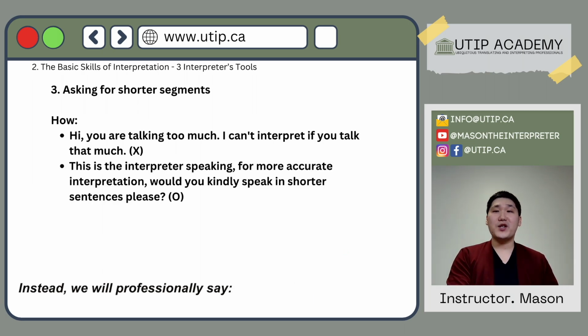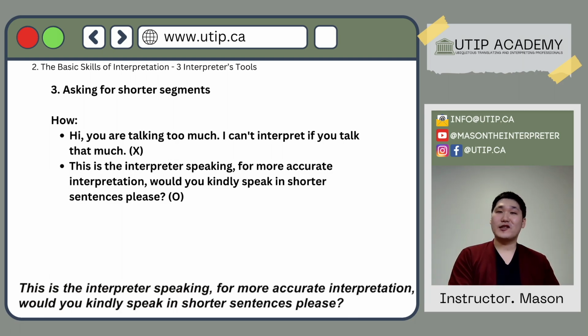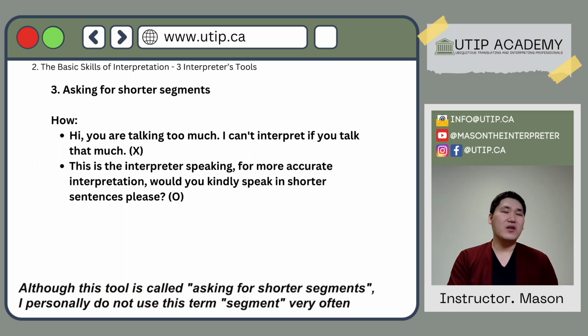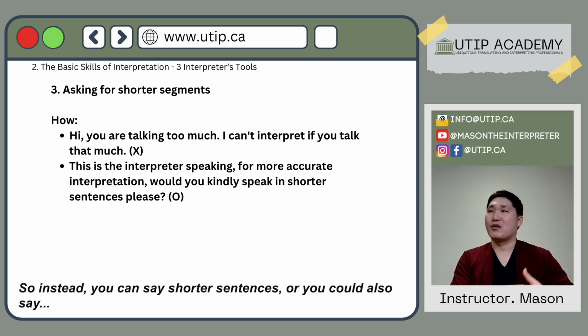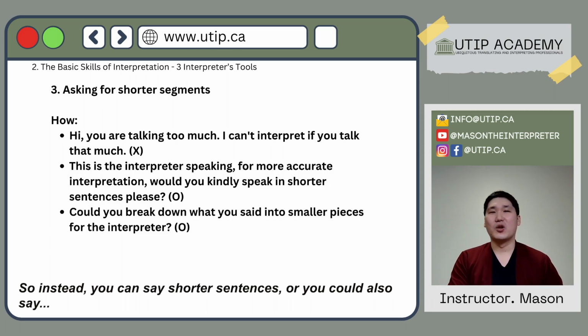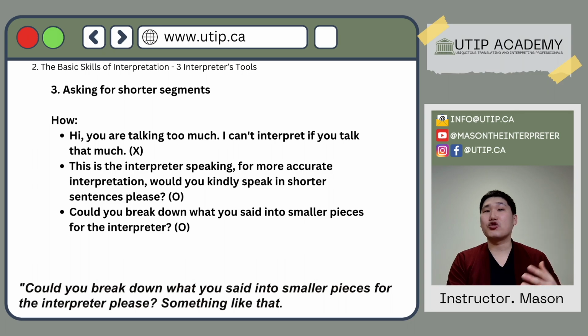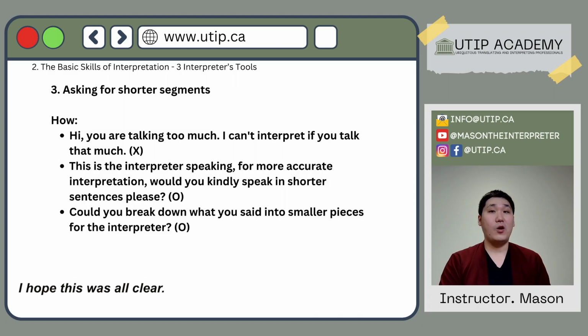Instead, we will professionally say, "This is the interpreter speaking. For more accurate interpretation, would you kindly speak in shorter sentences, please?" Although this tool is called asking for shorter segments, I personally do not use this term segment very often, just because it feels a little bit technical, and I have had people who didn't understand what I was asking. So instead, you can say shorter sentences, or you could also say, "Could you break down what you said into smaller pieces for the interpreter, please?" Something like that. Well, I hope this was all clear.